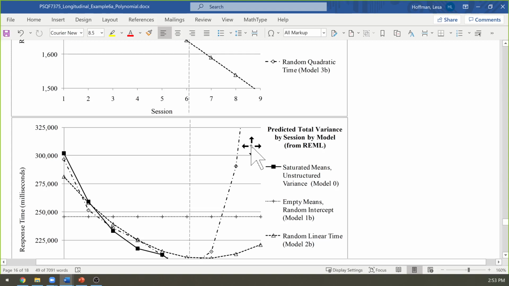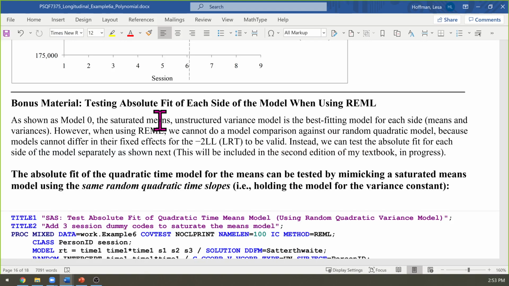Okay, so skipping the second picture for now. I'm on page 18. So the question I want to answer is, is my quadratic model good enough to describe the mean trajectory? I have 6 occasions. That means I have 6 means. How many parameters did I spend in my model for the means? How many fixed effects did I spend to create my predicted trajectory?